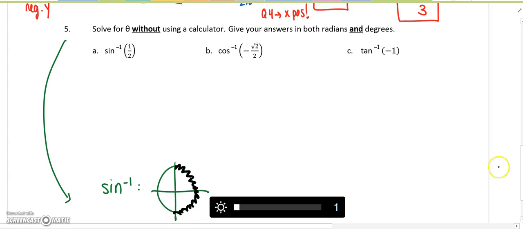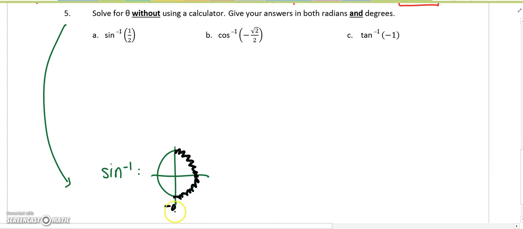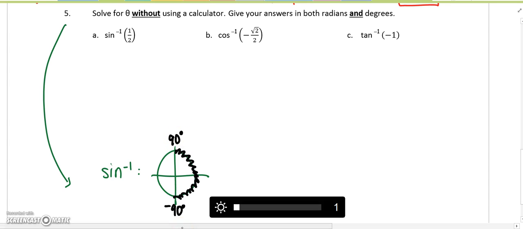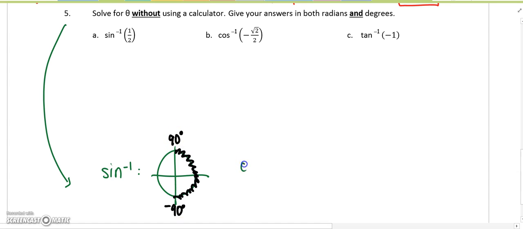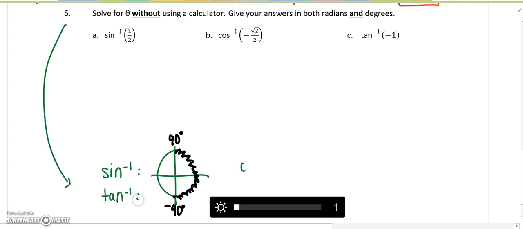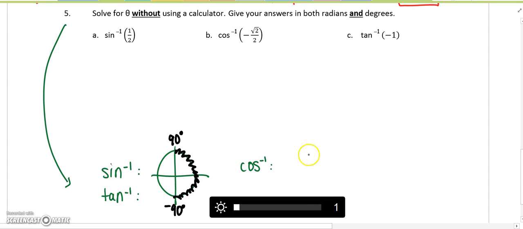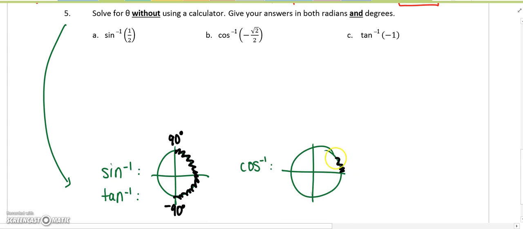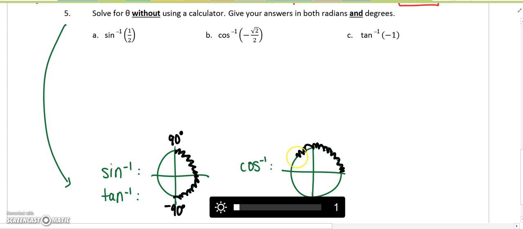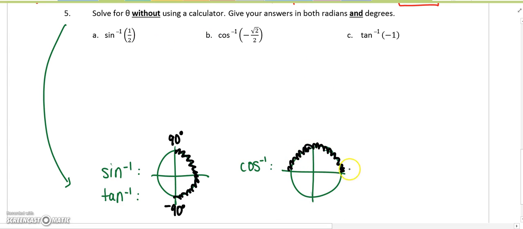That means from, let me scroll down a little, from negative 90 to 90. So our answer has to be in that range. Alright, when I do inverse tangent, it's the same thing. So I'm not even going to write it again. It's the same thing for both of them. Alright, cosine's the only one that's different, so I'm going to write that one down too. For cosine, I look at quadrants 1 and 2. So that means cosine will be between 0 degrees and 180 degrees. Alright, so let's check these out.